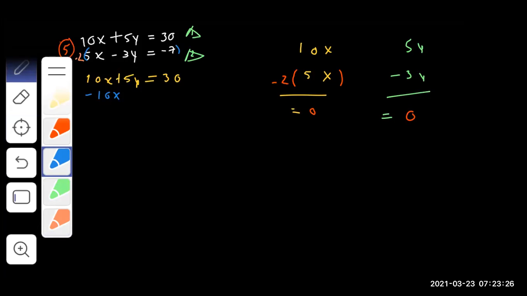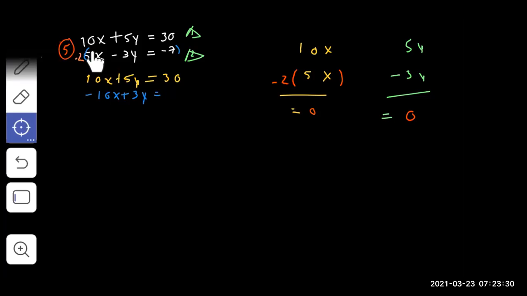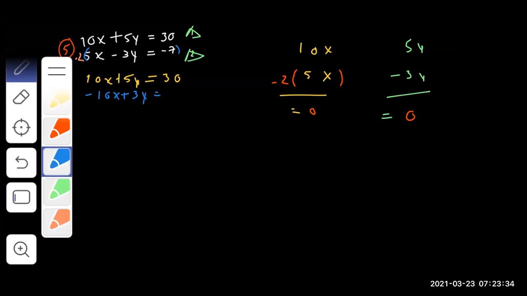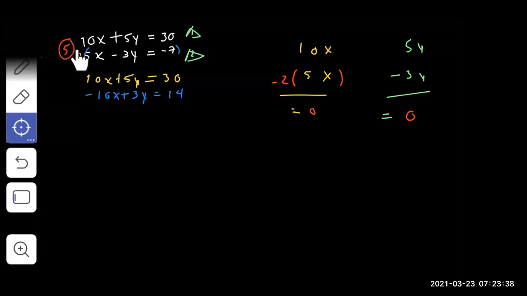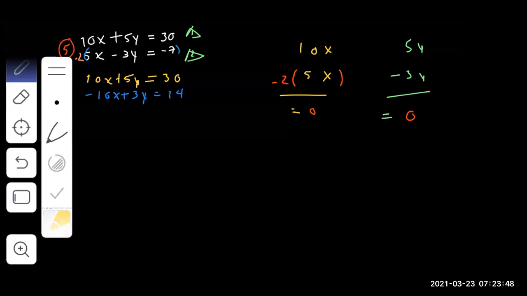Negative, negative, positive 3y. And then negative 2 times negative 7. Negative 2 and negative 7 is positive 14. Guys, be careful with this. The negative 2 is going to multiply the 5x, the 3y, and the 7, a constant term. It's going to multiply all the equations because that is the property of equations. Okay, now let's make a line and let's try to simplify this.